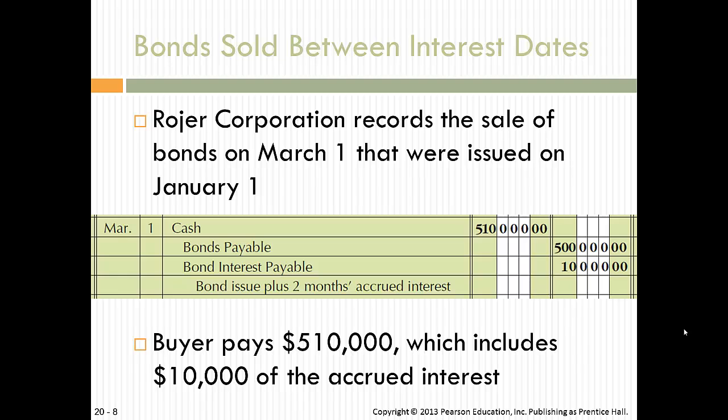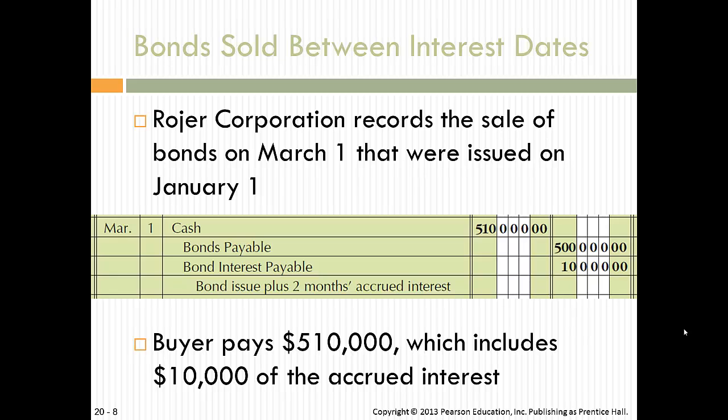Since 2 months have passed, the bondholders pay the corporation for the face value of the bonds, which is $500,000, plus the interest for the 2 months that has passed. 2 months of interest is $500,000 times 12% times time in terms of years, which is 2/12. That works out to be $10,000.